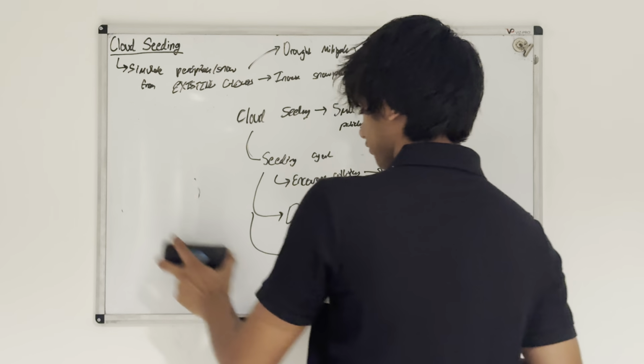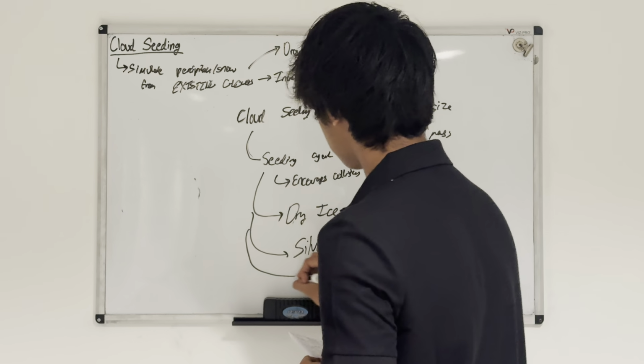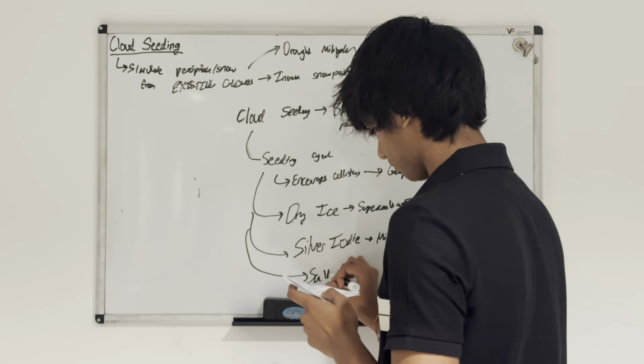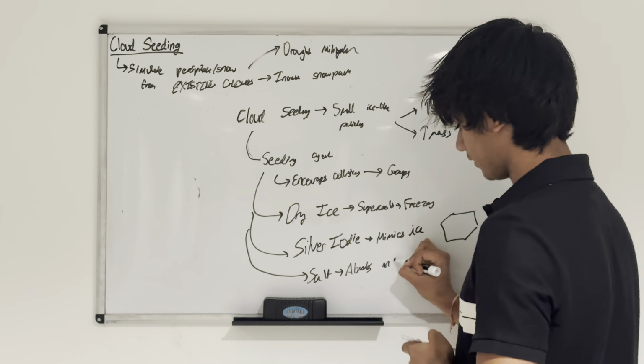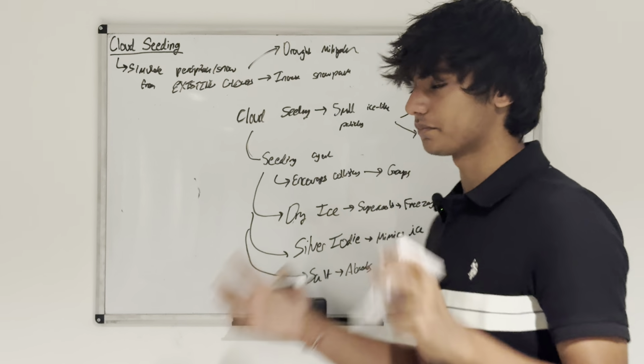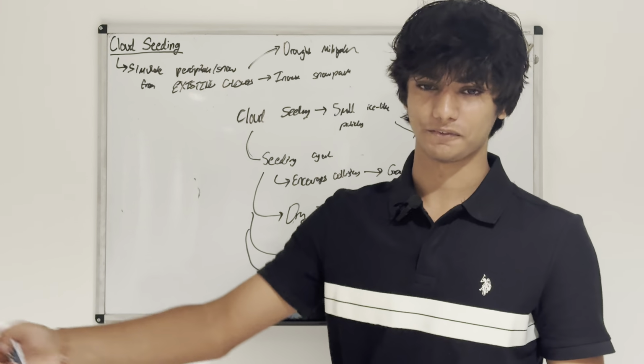And finally, you also have salt, which is another type of seeding agent that's often used. Salt basically just absorbs the moisture of the molecules, and then it causes them to become more clumped together and bigger, which then causes the rain to fall.